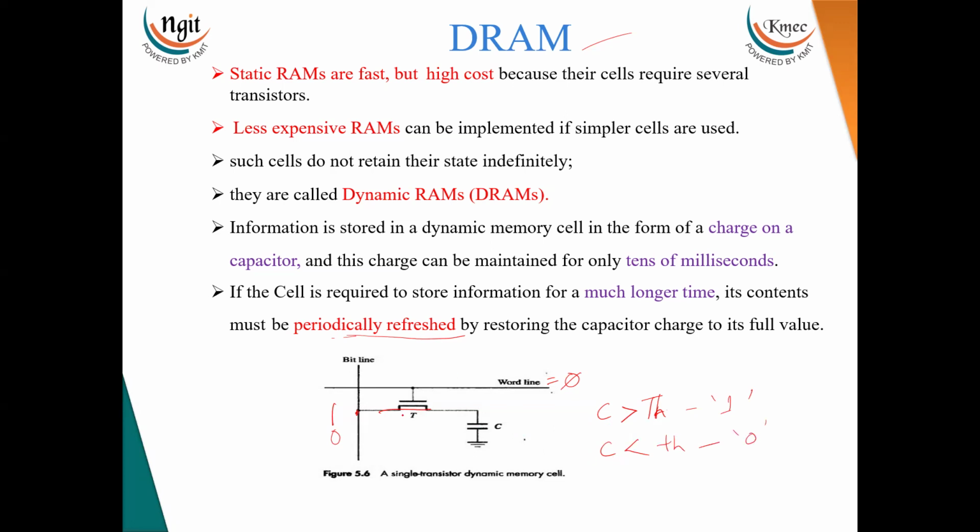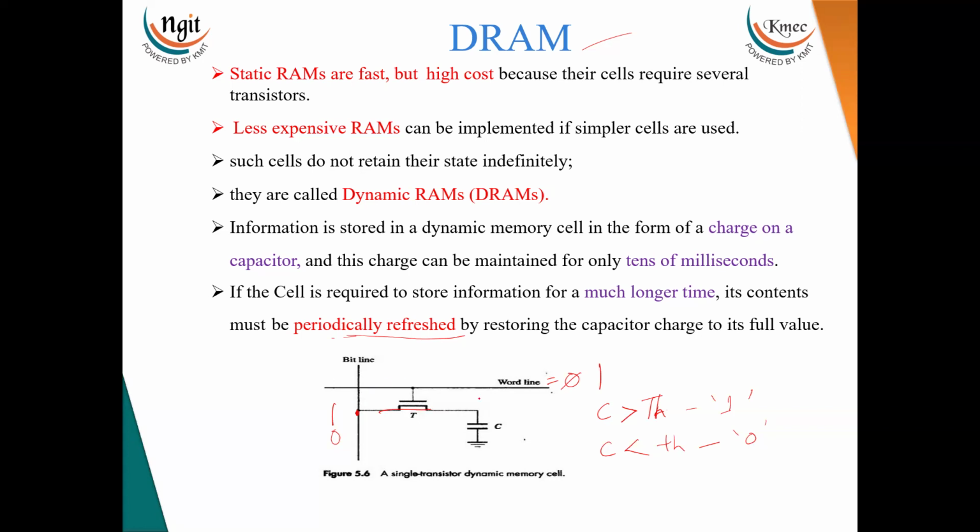Now, if the word line is equal to 1, this point C is connected to the bit line. Depending upon the charge availability, it will read the data as a logic 1 or logic 0.